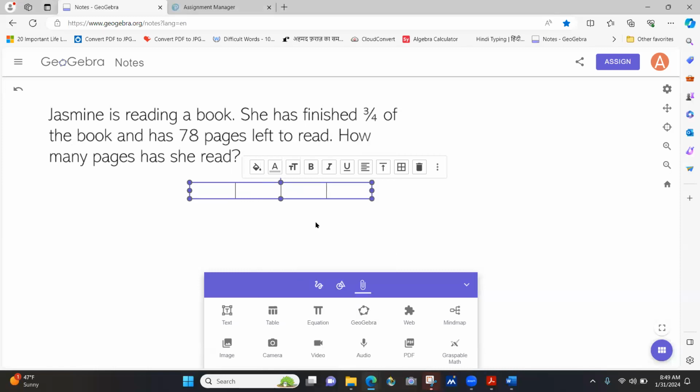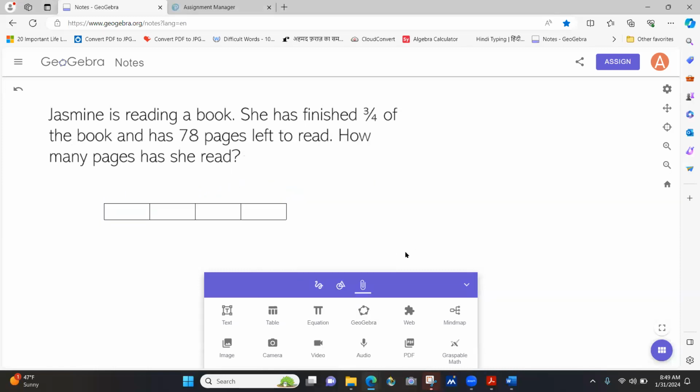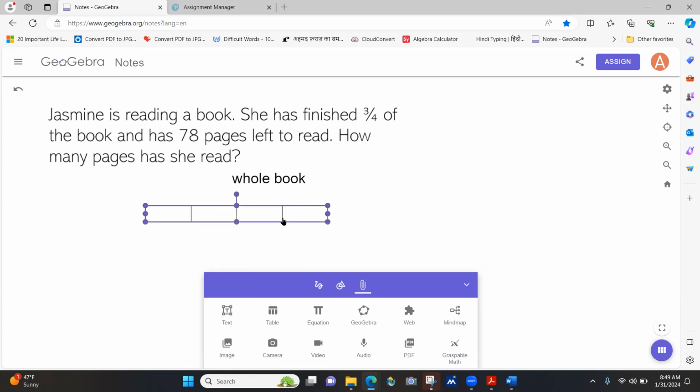This is the whole book. All right, remember, the whole book. 4 rectangles represent the entire book. Why did I choose 4? Because I'm dealing with a fraction that has 4 as its denominator.